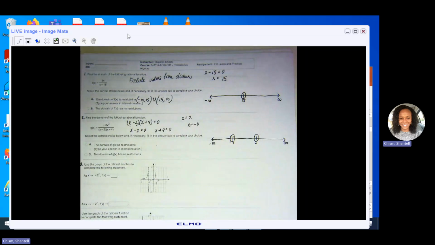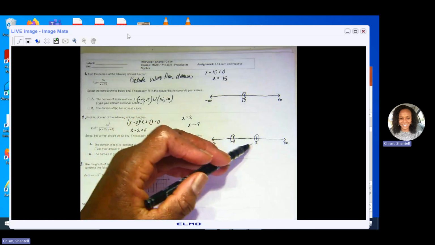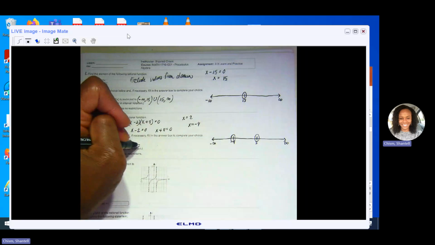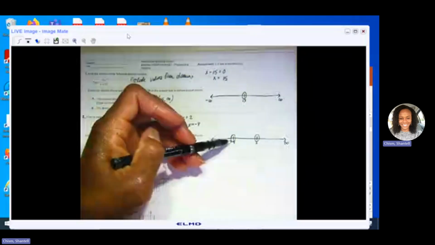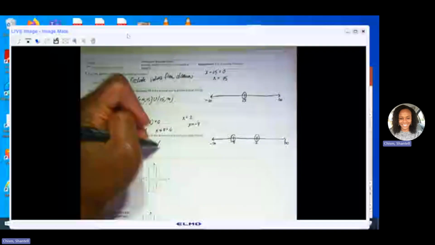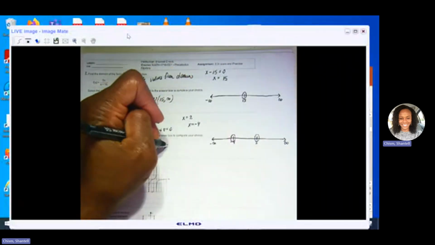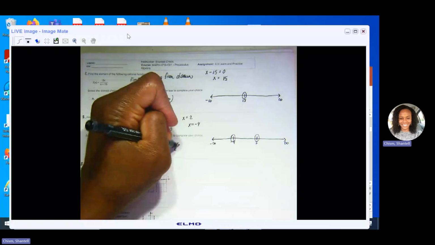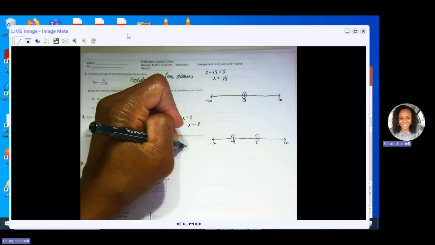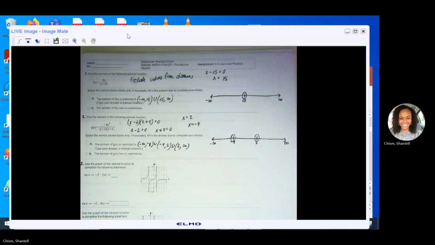So our domain with negative 4 and 2 restricted from it would be negative infinity to negative 4, because I would reach negative 4 first, or negative 4 to 2, because you have to include the values between them as well, or 2 to infinity. Okay? So hopefully you don't find that too bad.